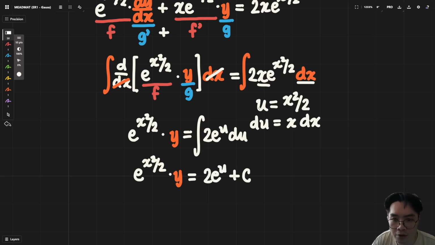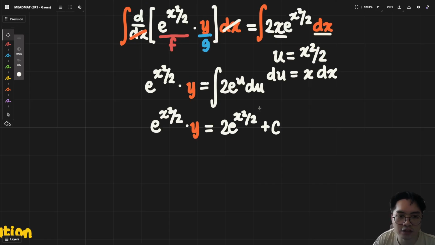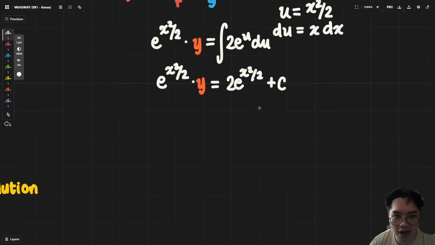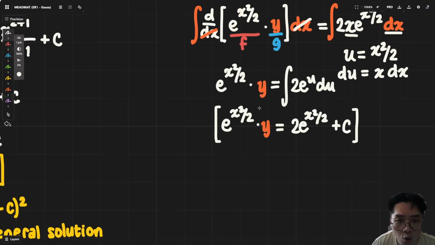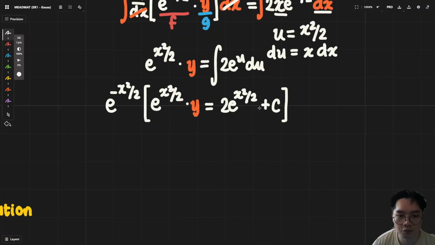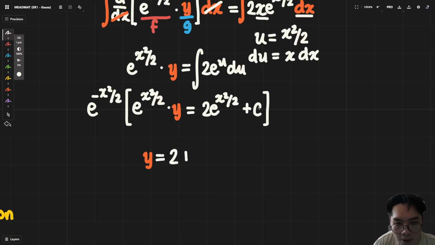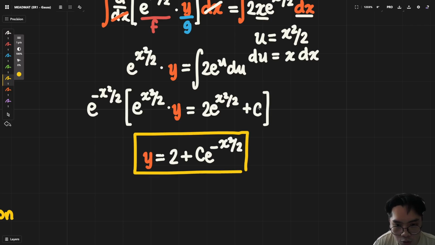And if we put back our u, that will be 2e raised to x squared over 2 plus c. Now, for us to get our final answer, we can just divide both sides by this e raised to x squared divided by 2, or we can just multiply both sides by e raised to negative x squared over 2. We will have our function y is equal to 2 plus c e raised to negative x squared over 2. This is our general solution, right? This is our general solution.